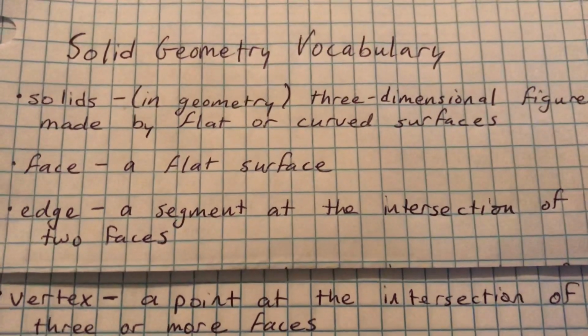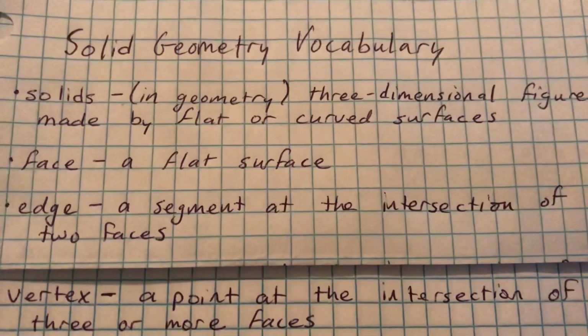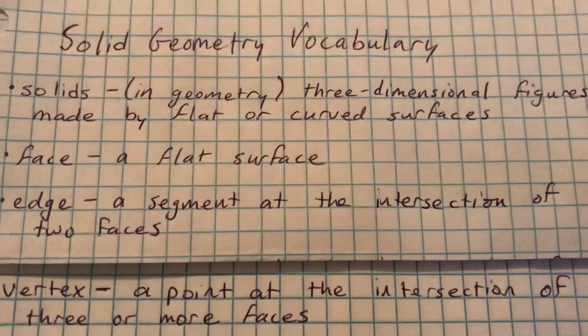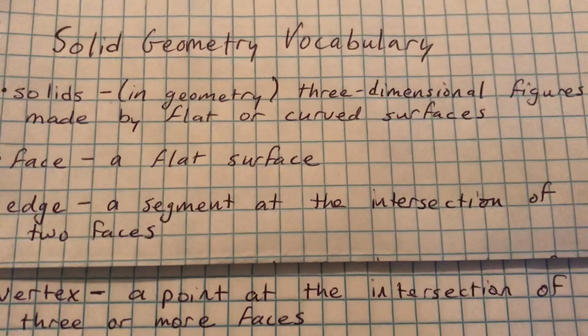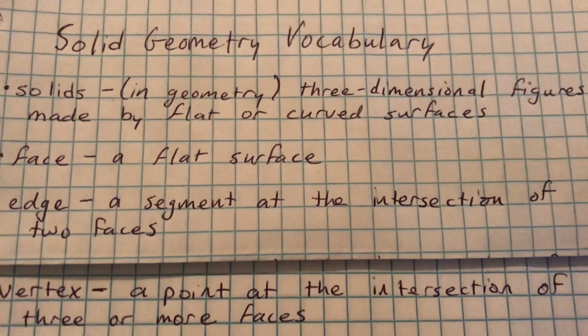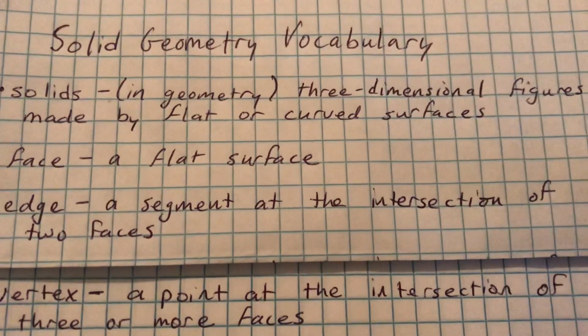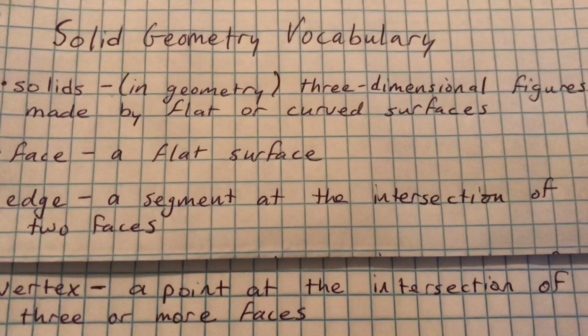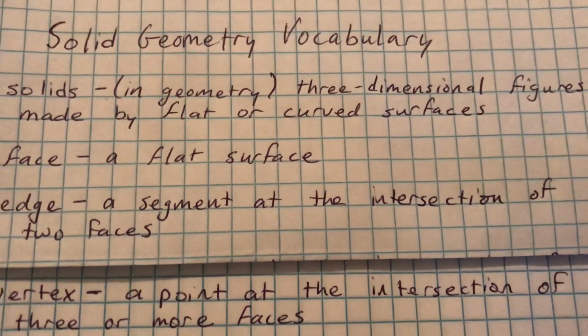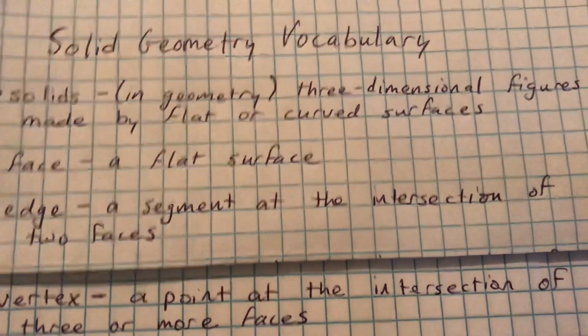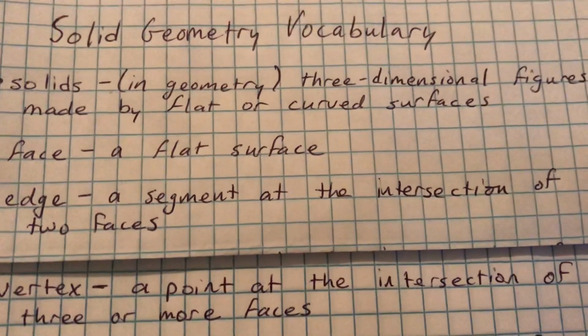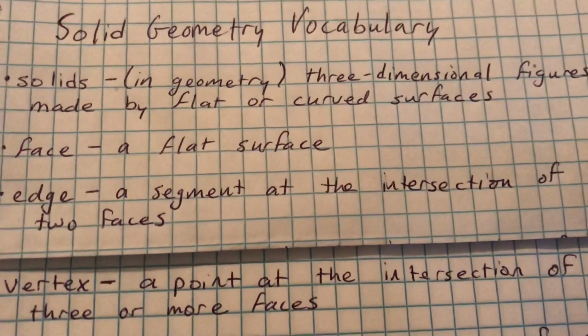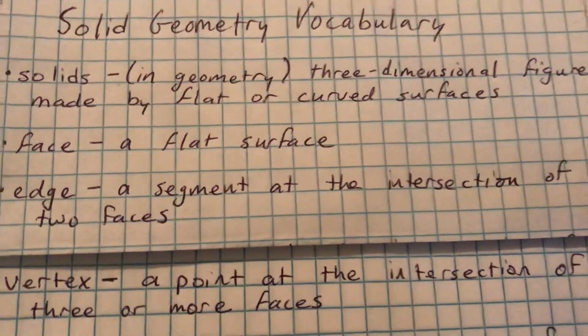Now when I use the word solids in geometry, I'm talking about three-dimensional figures that are made up by flat or curved surfaces. So don't get this confused with a scientific definition of solid, which is a state of matter. But no, in this case we're talking about three-dimensional figures, and they are made up by flat or curved surfaces.